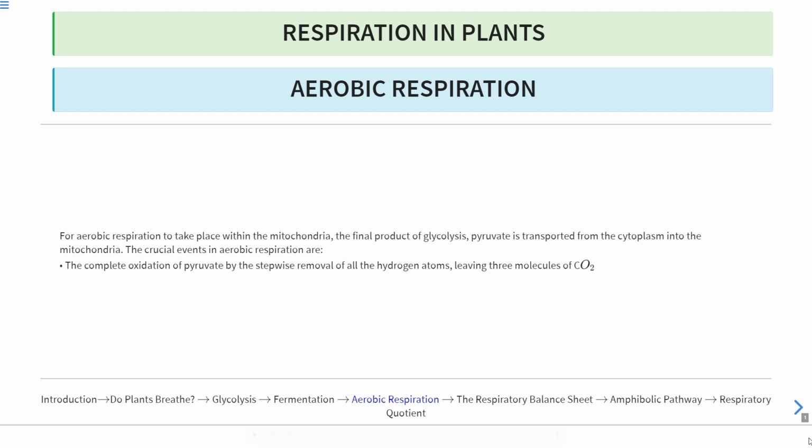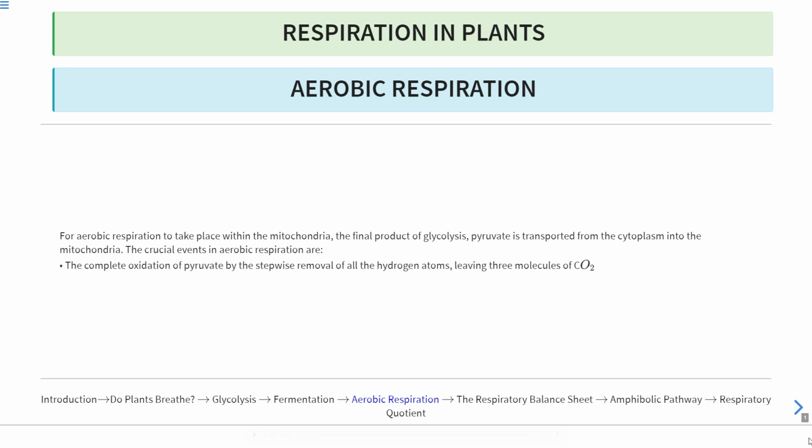So where has that been synthesized? In the cytoplasm. Pyruvic acid is synthesized in the cytoplasm, but it enters inside the mitochondria, but not as it is. Pyruvic acid does not enter the mitochondria as such. It gets converted into acetyl coenzyme A.